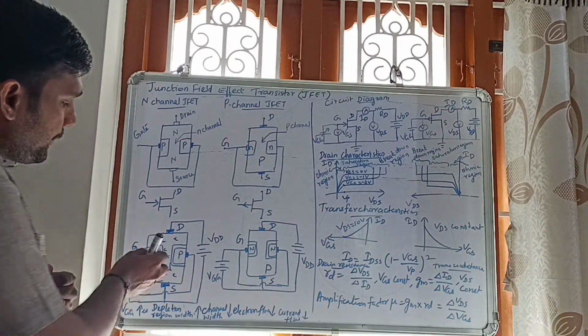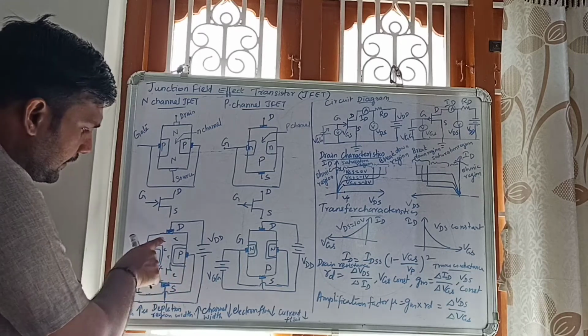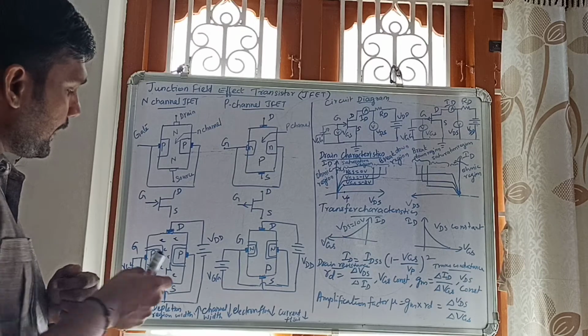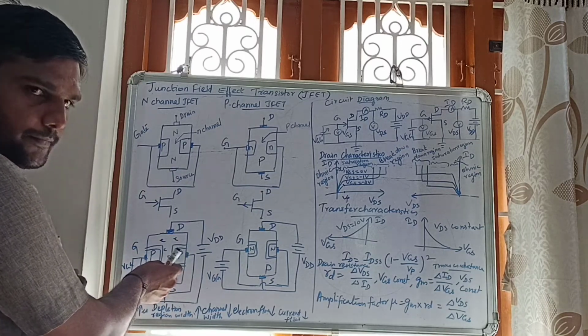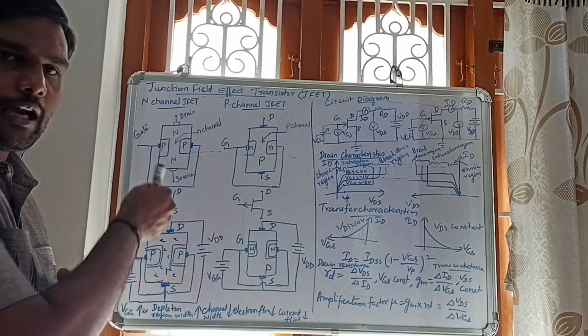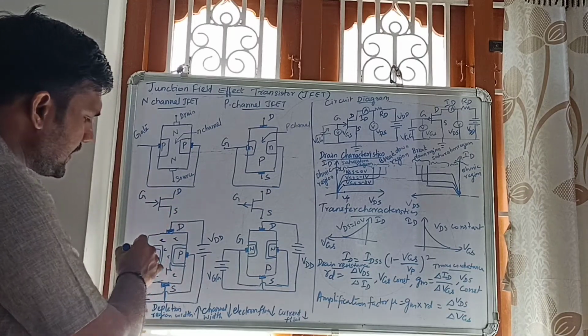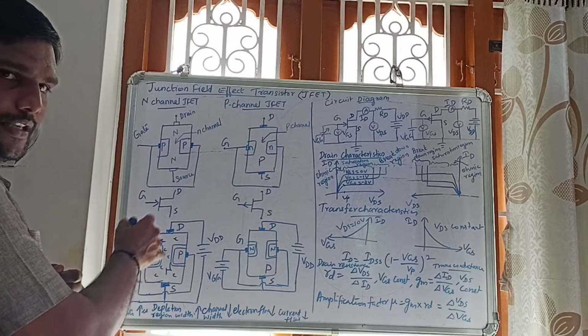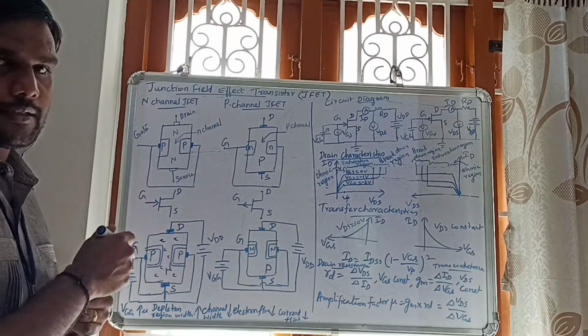If depletion region width increases, it means the channel width will be reduced. If channel width reduces, it means the number of electrons flowing through the channel will be reduced. So the current flow is reduced. By increasing VGG, the current flow can be reduced. The thing is that by adjusting VGG, the current flow can be adjusted.